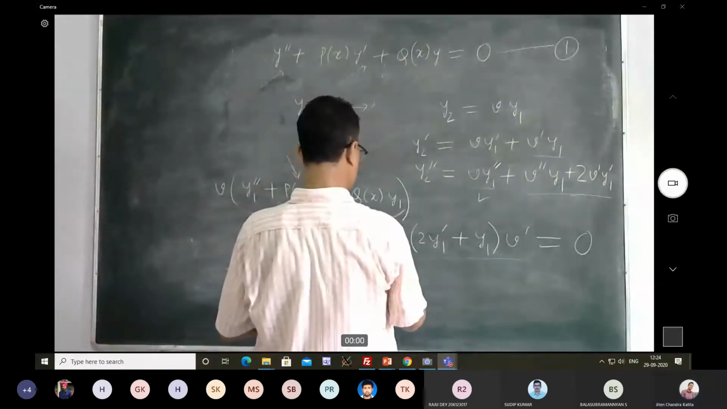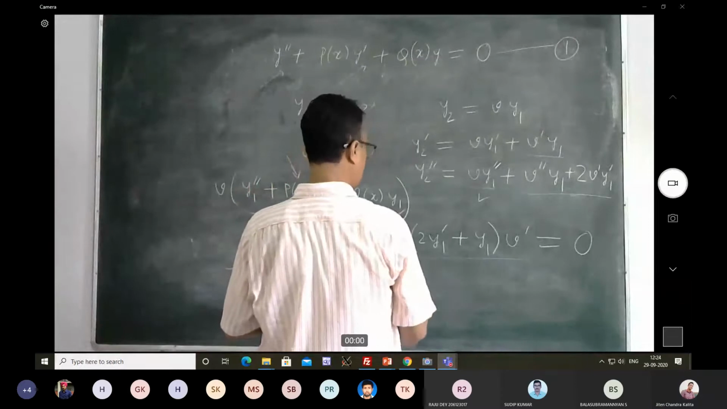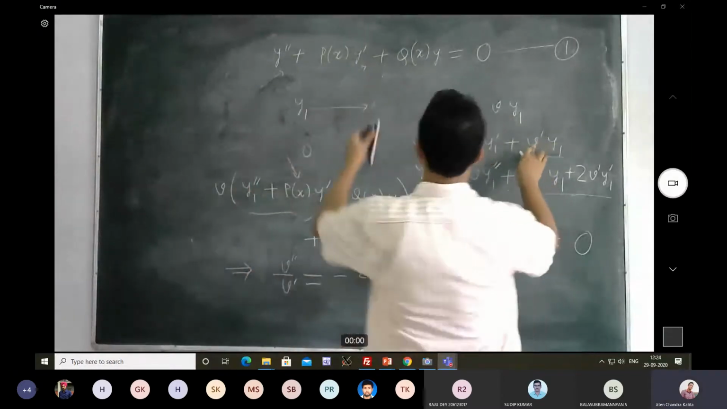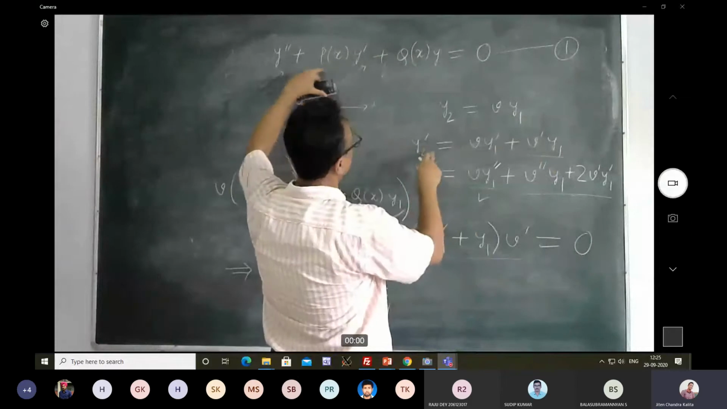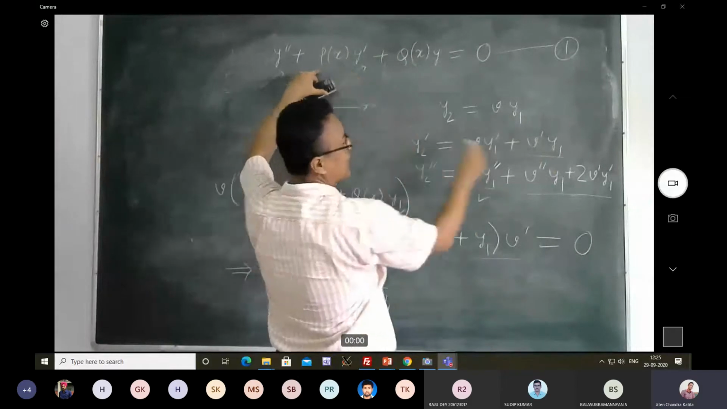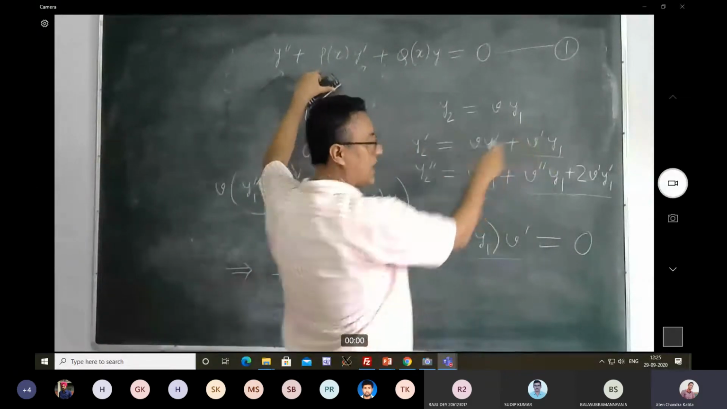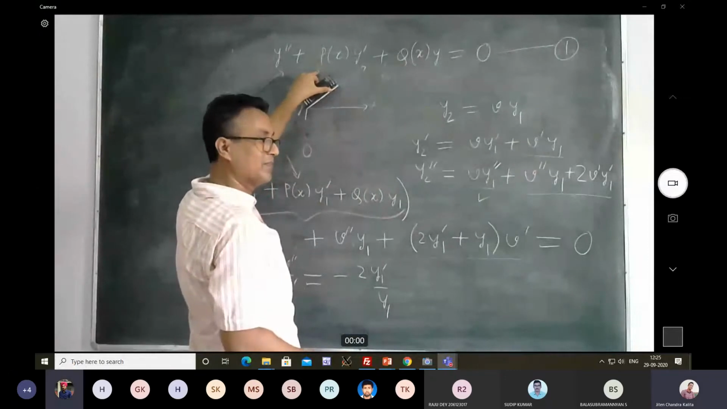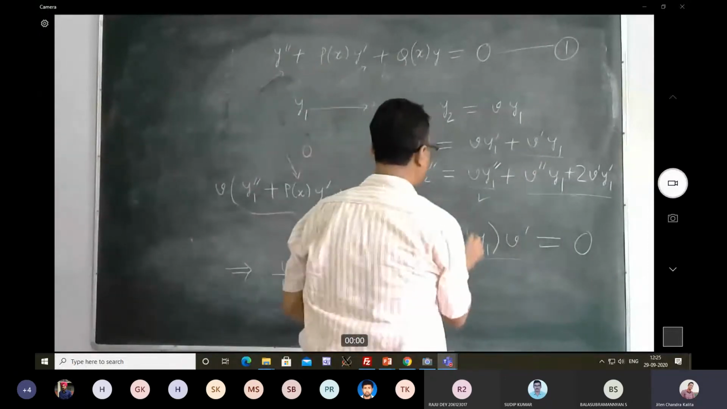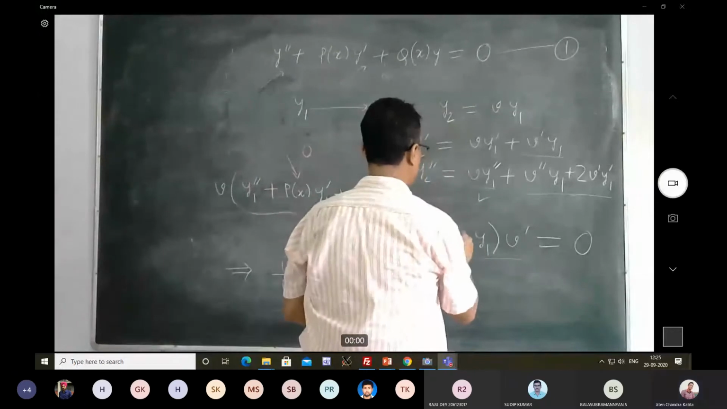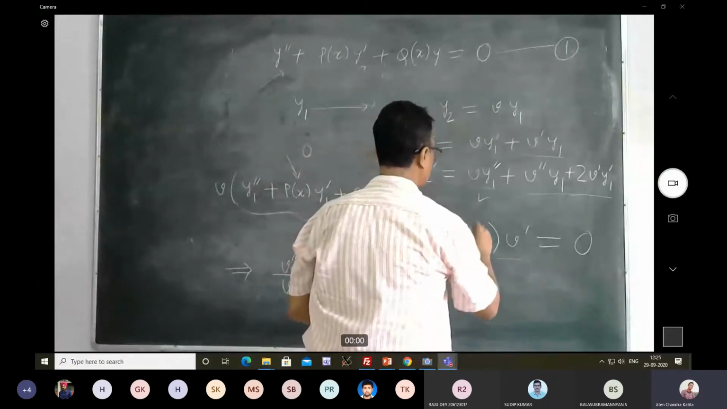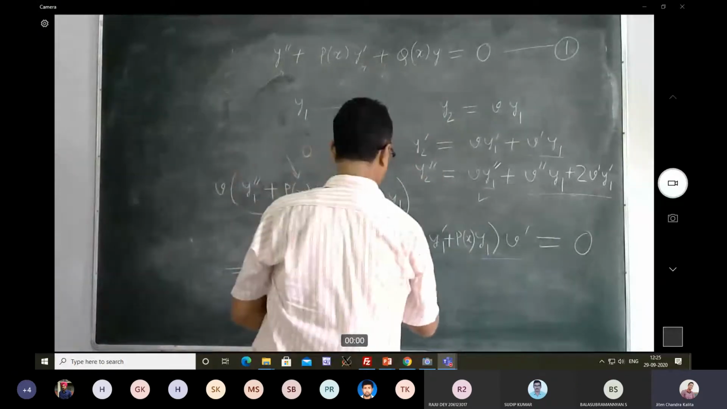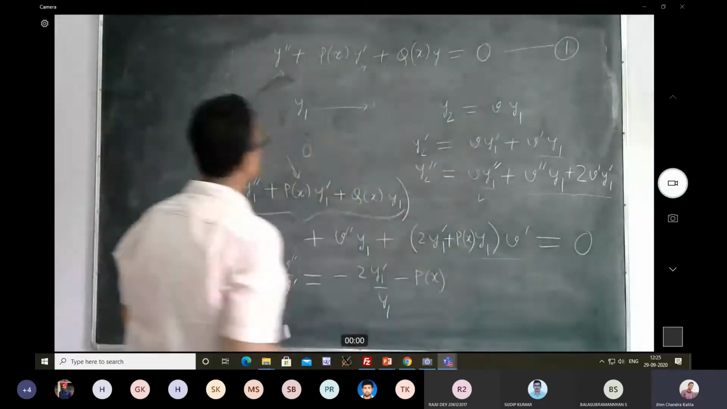And I missed one thing here. Just a minute. See here, it is y2 prime into p(x). I have missed that p(x) part. Are you getting my point? Yes, sir. So I have missed that p(x) part here. Okay. So this is going to be simply minus p(x).